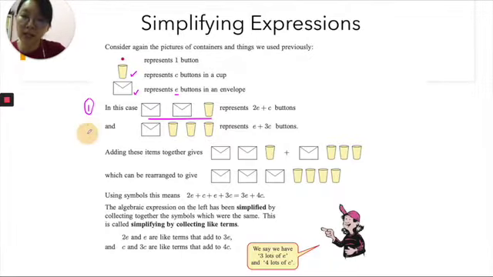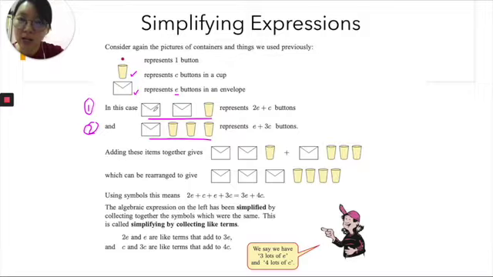And the second case is, how many buttons are there if I have one envelope and three cups? So I have the first case and I have the second case. I'm going to total up this first and second case. How many altogether, total number of buttons in here? Let me show you how I do that.